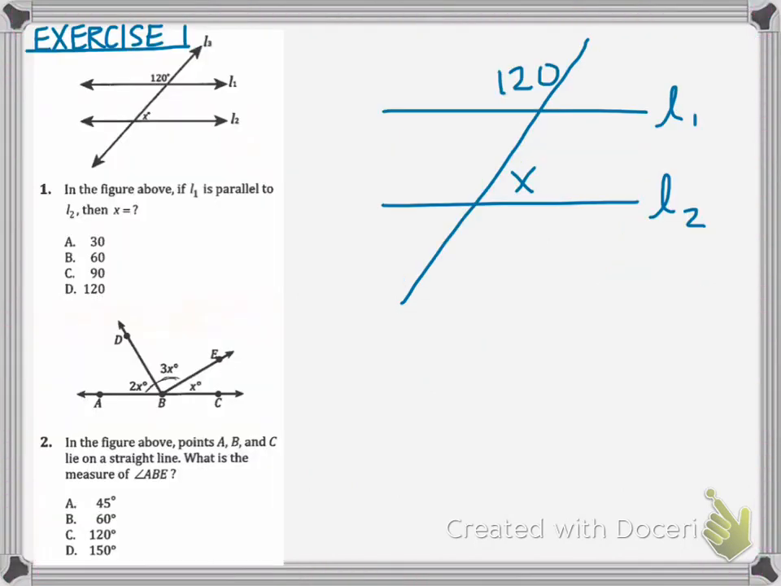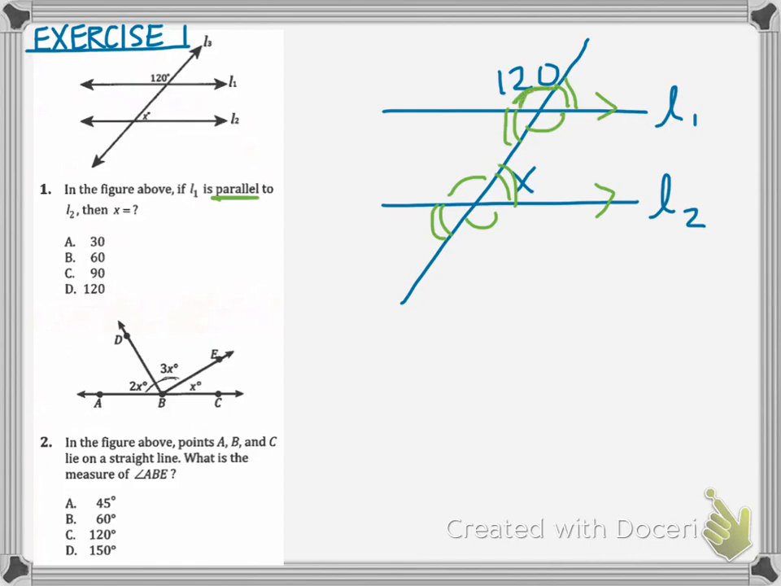Okay, for problem 1, exercise 1, this is our picture. It tells us that the lines are parallel, which is important. When we have a transversal that crosses parallel lines, we've got some congruent angles and some supplementary angles. These angles are going to be congruent, and then these angles are going to be congruent. So if they're not congruent, they're supplementary.